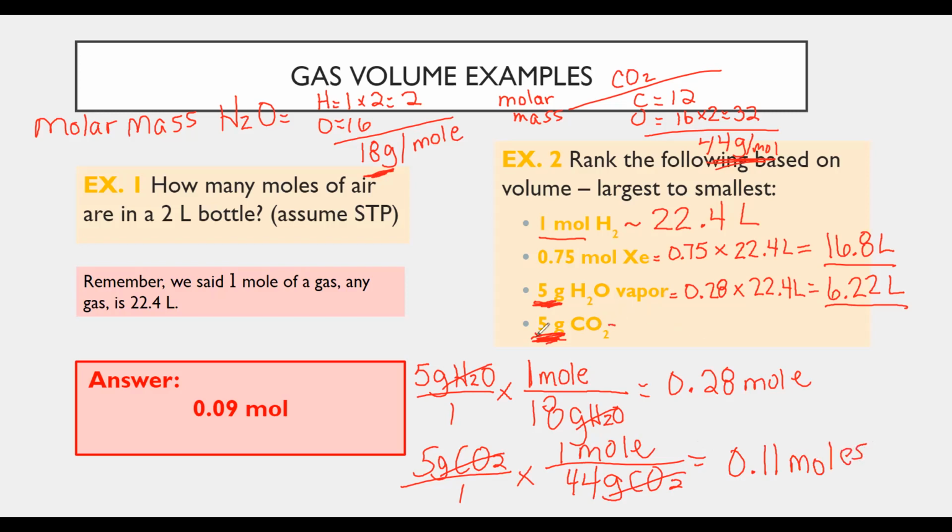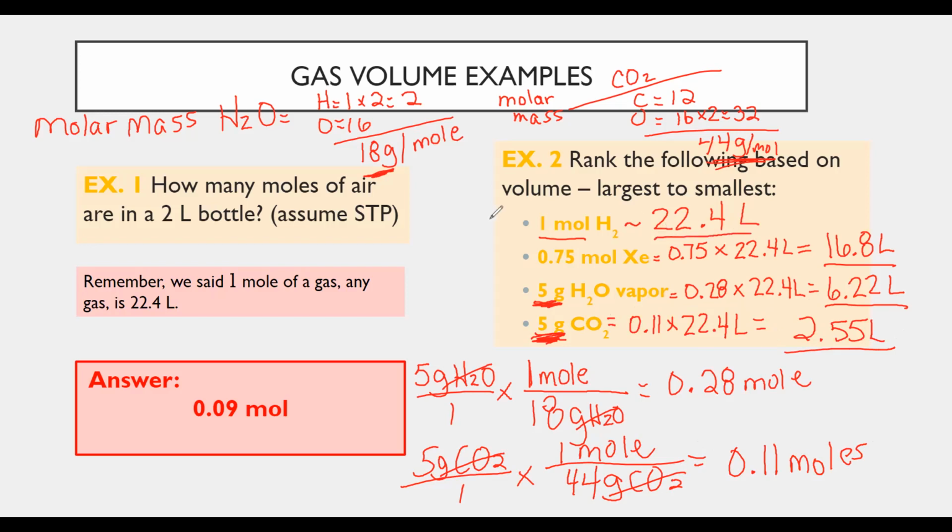Okay, so now we know that there's 0.11 moles in 5 grams of CO2. So that is 0.11 times our 22.4 liters, and that gives us 2.55 liters. All right, so this wanted us to rank it from largest to smallest.